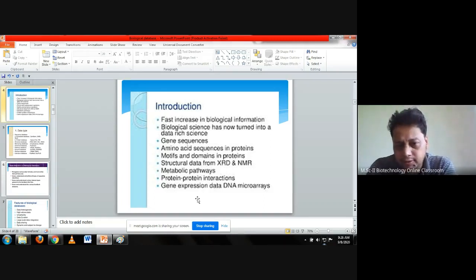Then metabolic pathways. Thousands of metabolic pathways are going on in a single organism. If you are comparing with other organisms, thousands of metabolic pathways are going on there too. So you have to compare those metabolic pathways. Then protein-protein interaction is there. And gene expression data, DNA microarrays: how these genes are expressed in various forms. So that also needs databases. All these factors lead to the need to collect data in databases.